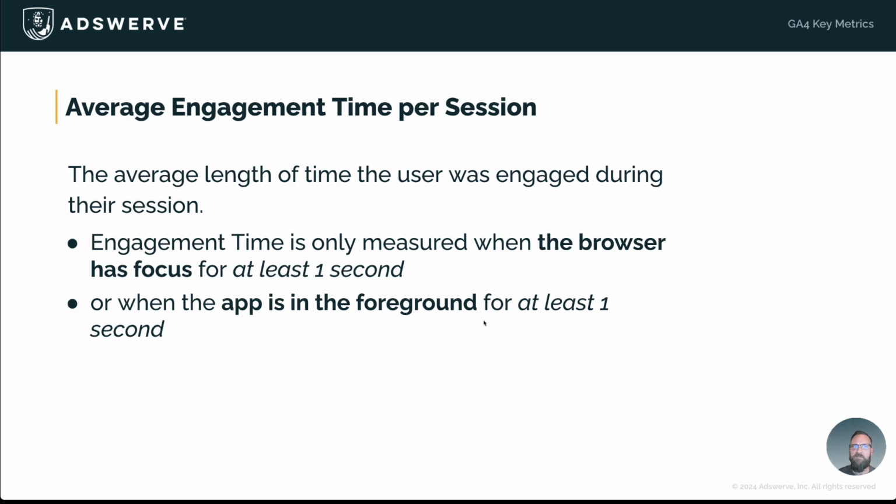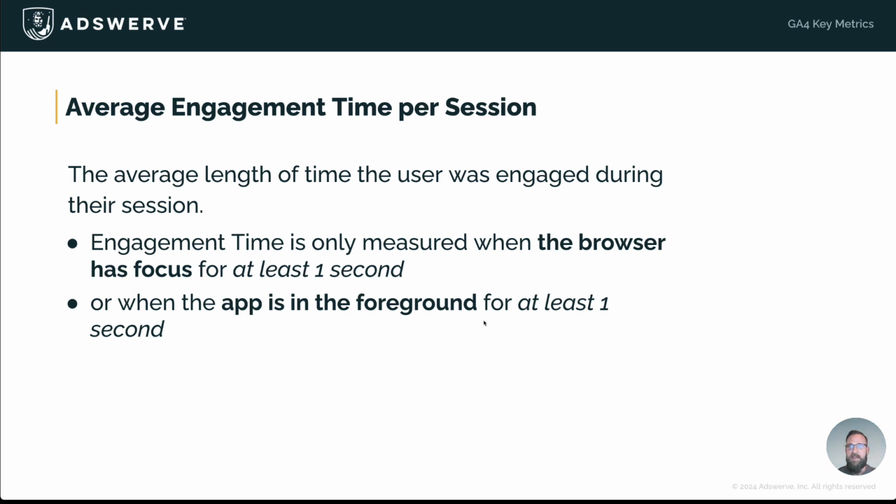So what is engagement time? Engagement is only measured when the browser has focus for at least 1 second, or when the app is in the foreground for at least 1 second. So if I were to minimize my browser where you see this presentation, Google would stop counting engagement time because I defocused the browser window.